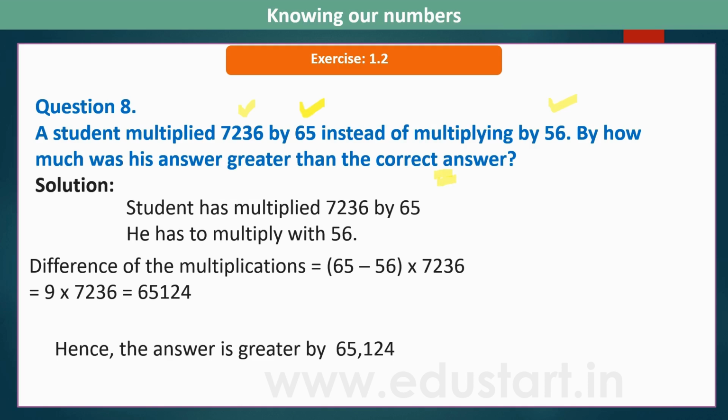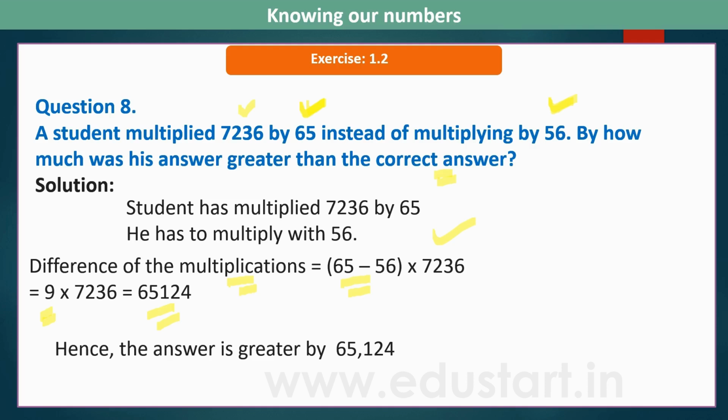Now what is the solution? What we need to find out is that the difference of the multiplication is equal to the difference of the numbers multiplied into the number. Now see, he has multiplied by 65, he should have multiplied by 56. So what is the difference? The difference is equal to 9. So 9 into 7236 is equal to 65,124.